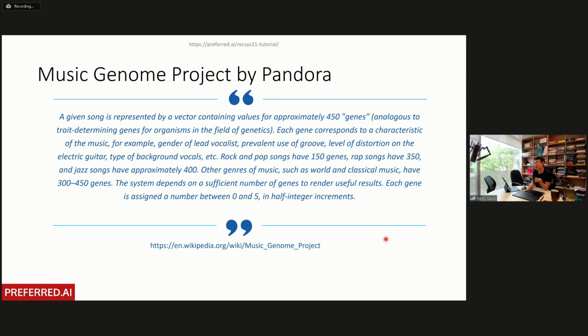Now, it also applies to music. But we are not actually going to discuss music a lot in this tutorial, so I'm just going to skip this for now.